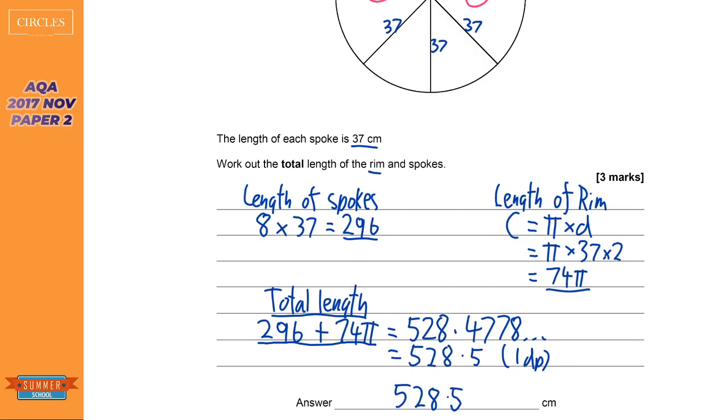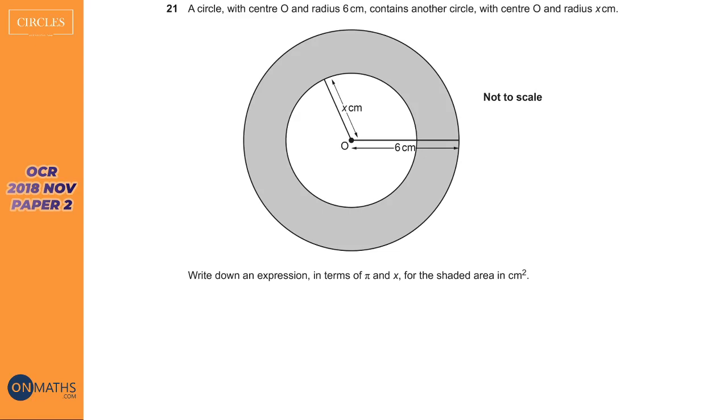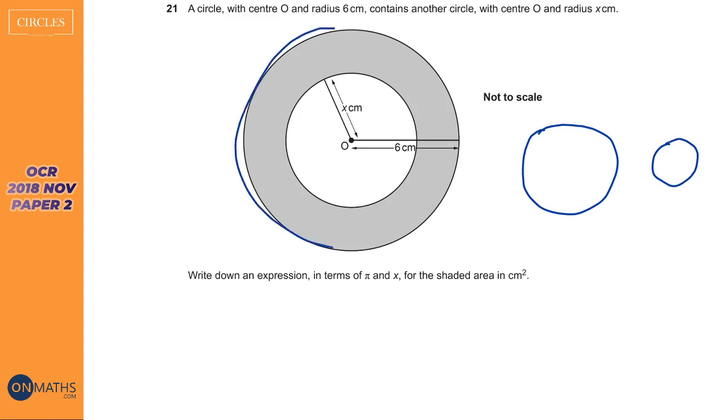Next up is this OCR question, and these are quite common questions where you've got to find a shaded area. Generally speaking you're always going to find the area of the whole thing and take away the area of the bit you don't want. So we want the area of the full circle, and we want to take away the area of the unshaded bit.